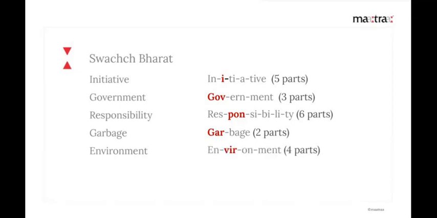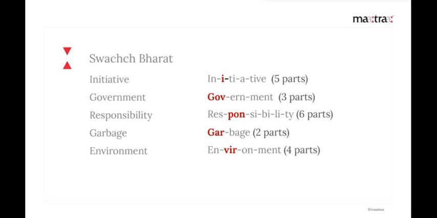Last word is environment. Now, environment has 3 parts. Environment, right? I made it sound like 4 parts, but no, it's actually 3 parts. Environment. We don't split up the on and the ment. Again, N is silent, so this does not become environment. It becomes environment. Stress on the second part, via.